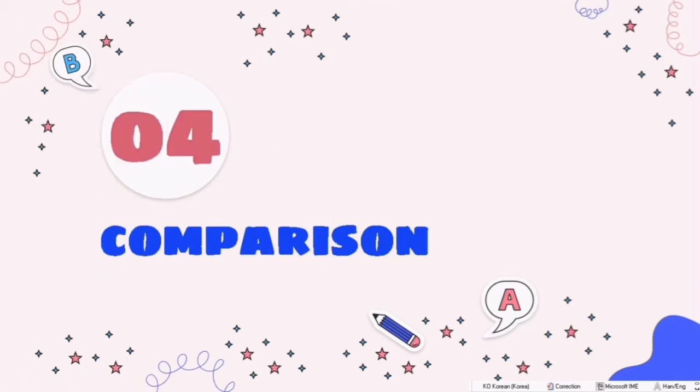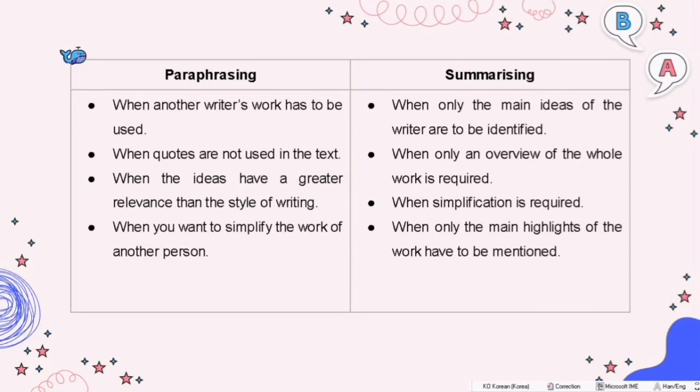So the last one is the comparison between paraphrasing and summarizing. We use paraphrasing when another writer's work has to be used, when quotes are not used in the text, when the ideas have a greater relevance than the style of writing, and when you want to simplify the work of another person. But summarizing is only used when only the main ideas of the writer are to be identified, when only an overview of the whole work is required, when simplification is required, and when only the main highlights of the work have to be mentioned.